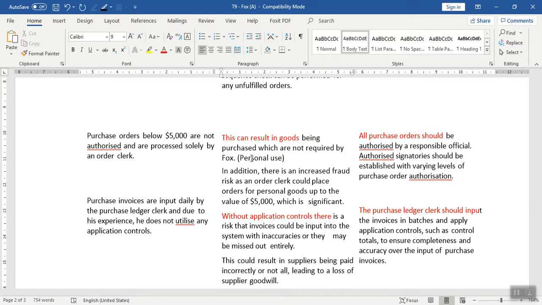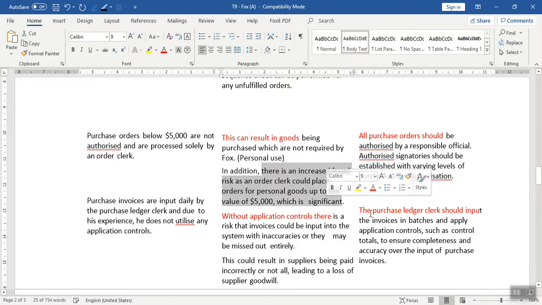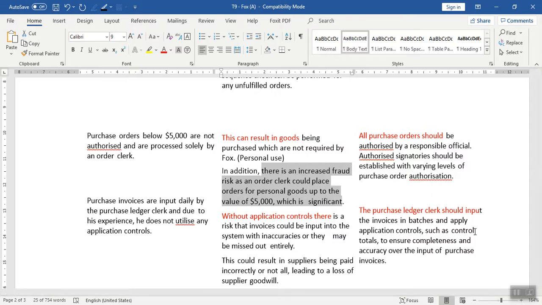Not necessarily follow the answer exactly here. This is just a suggested answer. You can write your own answer which is relevant, then you will get marks already. Okay, so for personal use, this will increase the risk of fraud, and it could place orders for personal goods up to the value of 5,000, which is significant. 4,999 to 5,000 is also very expensive already for personal use.